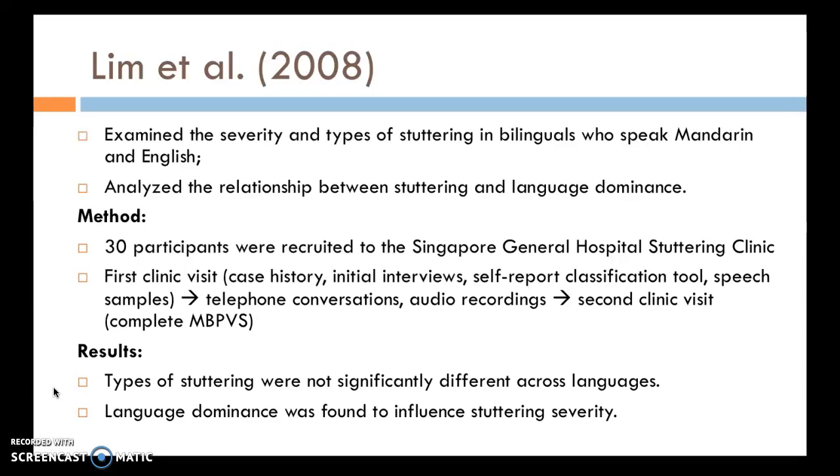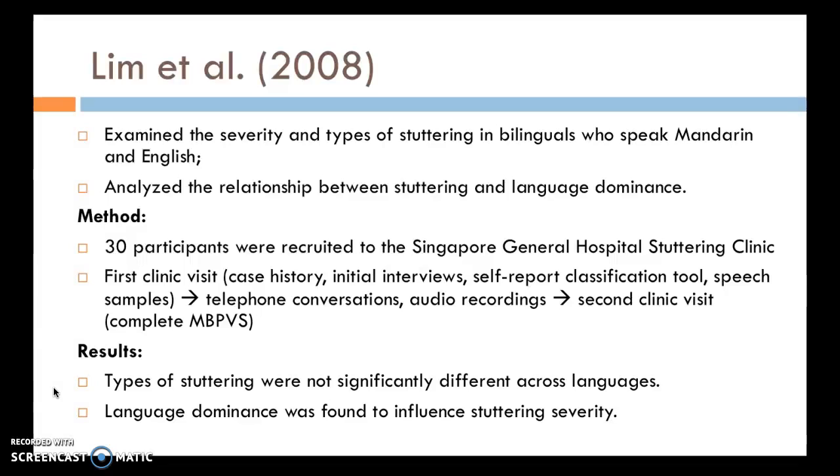Between the first visit and the second visit, they also had volunteers do telephone conversations with the participants, and they obtained audio recording samples. During the second clinic visit, the participants completed the MBPVS, which is the Multilingual British Picture Vocabulary Scale. This is the British equivalent to the Peabody Picture Vocabulary Test.